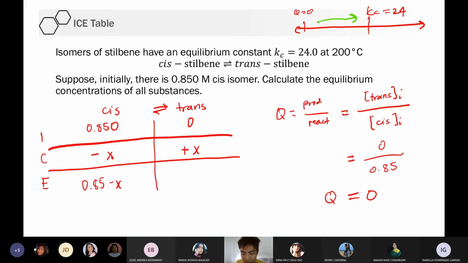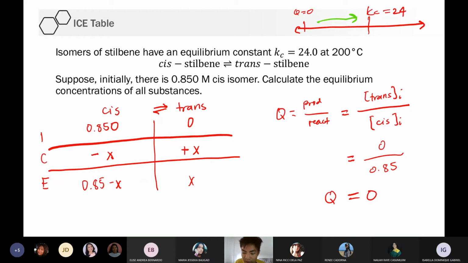Okay? So the equilibrium concentration of cis is 0.85 minus x. How about the trans? For the trans isomer, that will be 0 plus x. So basically, that's just x.